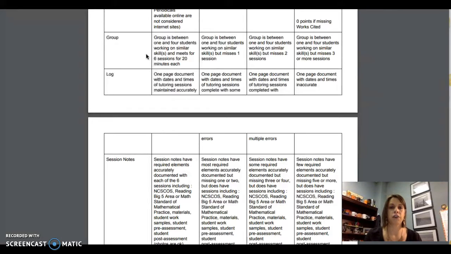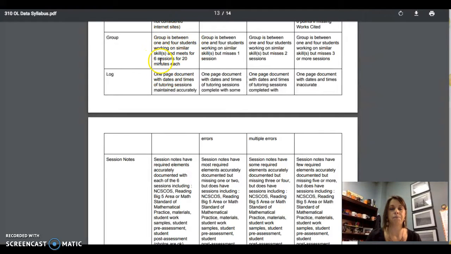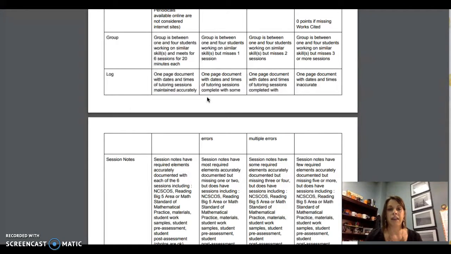So I'm looking for your group to make sure that it's between 1 and 4 students, that you're working on similar skills for your 6 sessions. Some of you have more than 6 sessions, which is wonderful. So I'm just looking to make sure that your group meets this criteria. And making sure that you have a log of those dates and times and that it's been maintained accurately. Again, that's in the assessment notebook template that I sent to you. You don't have to use that template, but it's there if you want to use it.